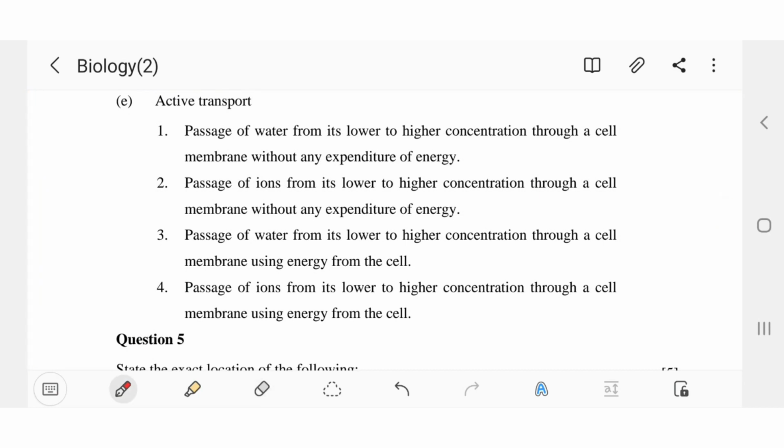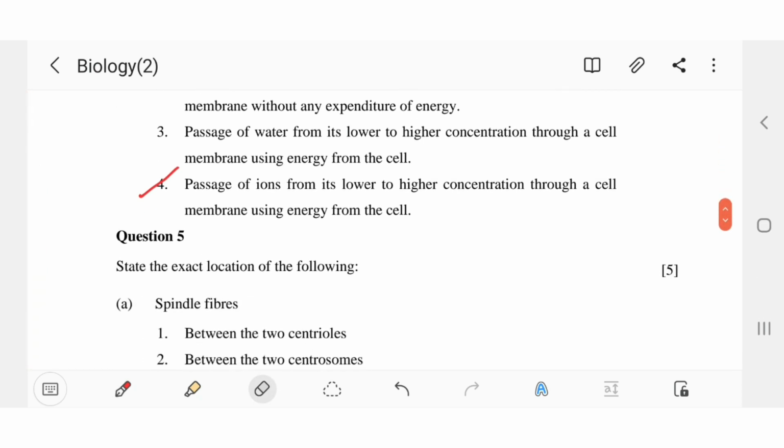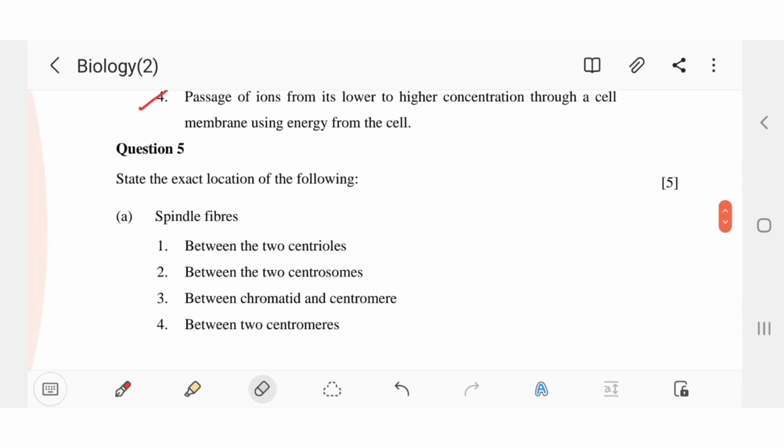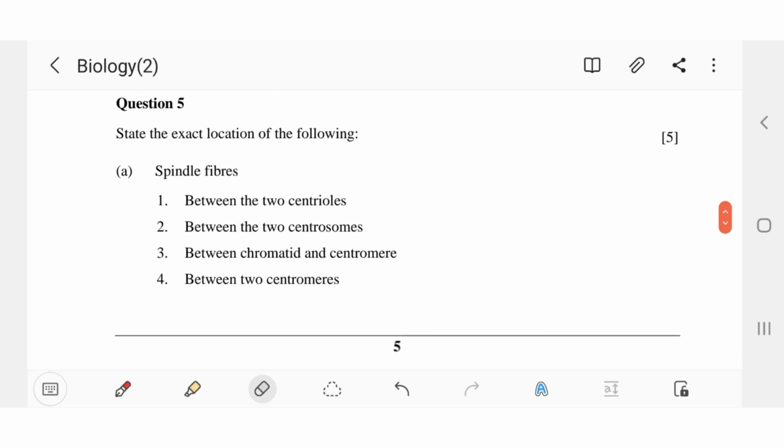Now E: active transport. See, active transport, lower to higher concentration, this we know, using energy, this we know, important 2 points. And the third point, it is passage of ions. So option 4 is correct, which matches all these three criteria. Passage of ions from lower to higher concentration through a cell membrane using energy from the cell.